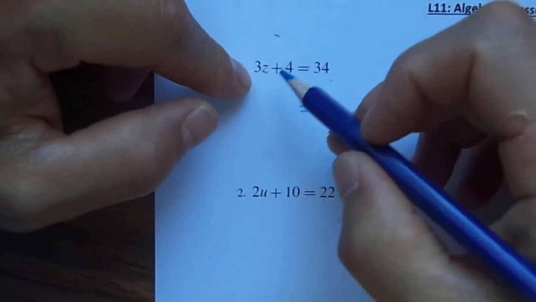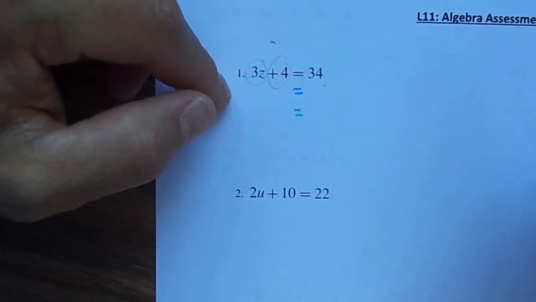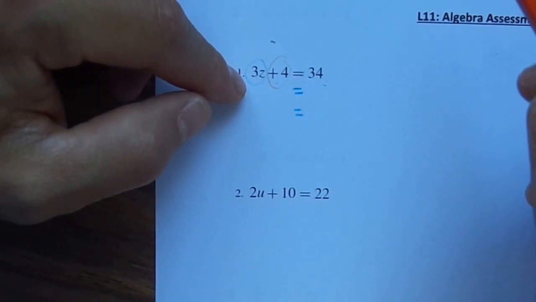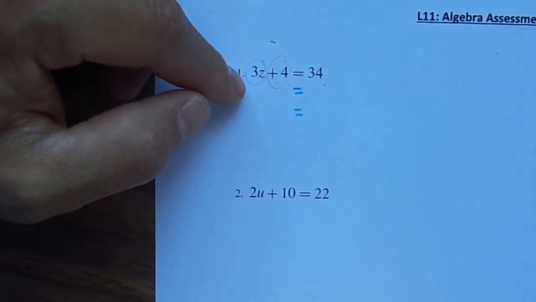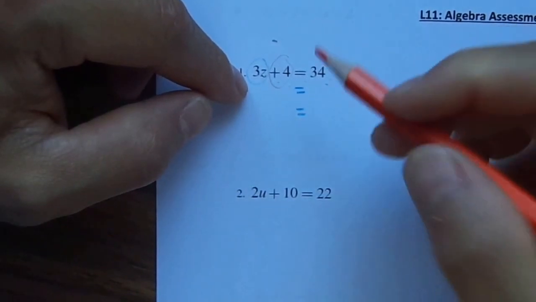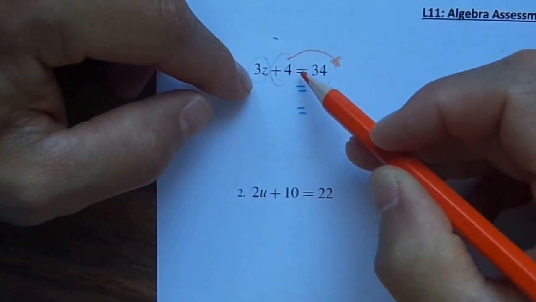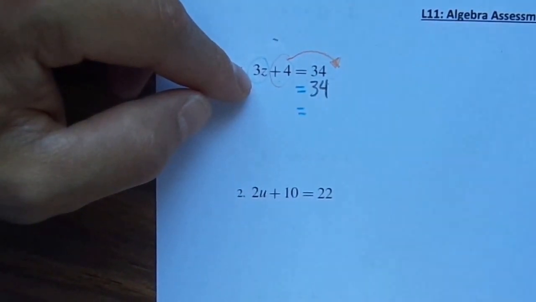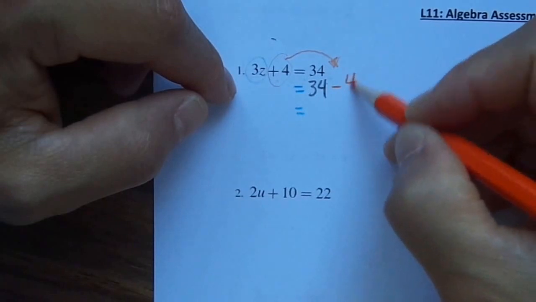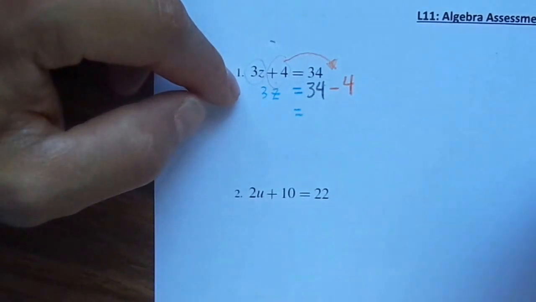So we notice here there are two terms. Now, a term is separated by a plus or a minus sign. So in this case, we have two terms on this side and one term over here. We want to first move the 4. Move the 4 over here. Now when numbers get moved across the equal sign, the sign changes. So it becomes 34, instead of plus 4, we have minus 4. And the 3z is still on this side. Nothing has happened there.